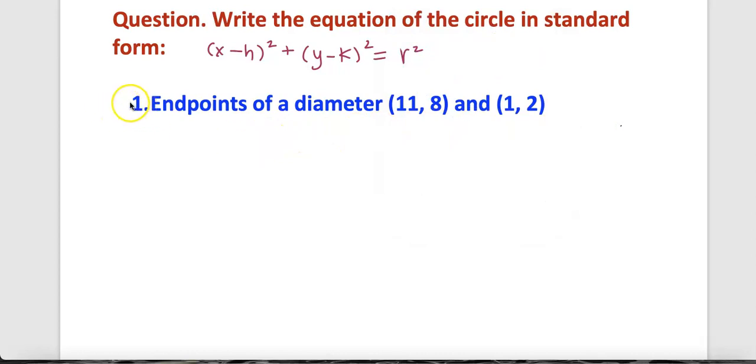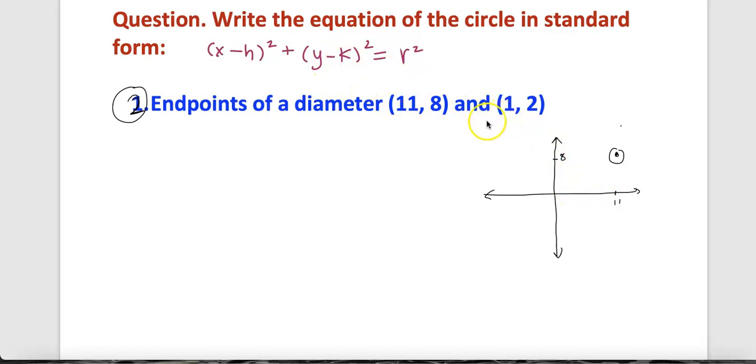End points of a diameter, so this will be our number 2 because we already did one problem earlier. Okay, end points of a diameter 11, 8 and 1, 2. So what usually happens is, let's try to visualize what will happen if I will try to plot this, sketch this circle over here. This is 11, 8. So 11 will be over here. That's my 11. Okay, and 8 will be over here. So 1 point will be somewhere over here. And again, it's not up to the scale.